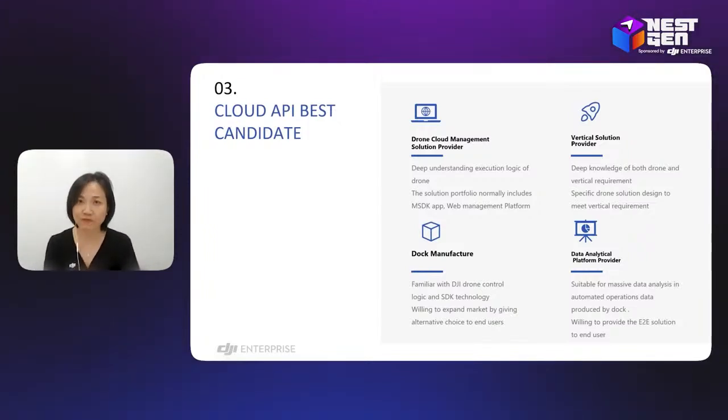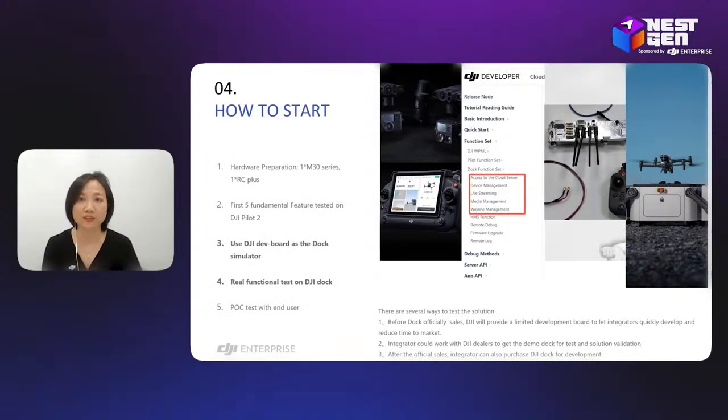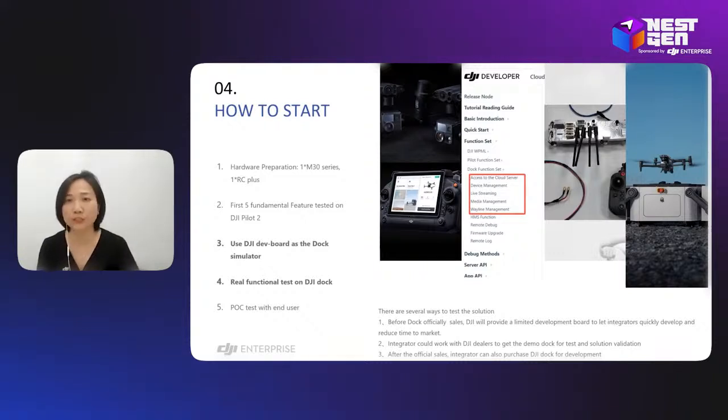And it is very easy to get started. You just need one M30 series standard version and one RC Plus to get started. So the first step, you need to finish the 5 fundamental features on the Pilot 2 app, and then move to the Dock environment. There are 2 kinds of Dock environment. The first one is the development board. It is a Dock simulator. The other one is a physical Dock.